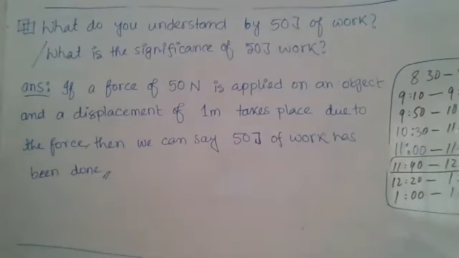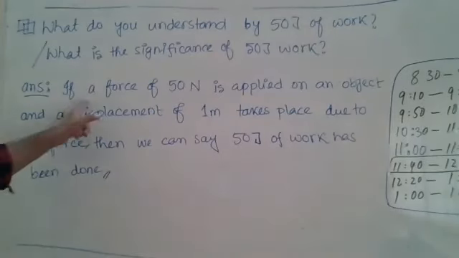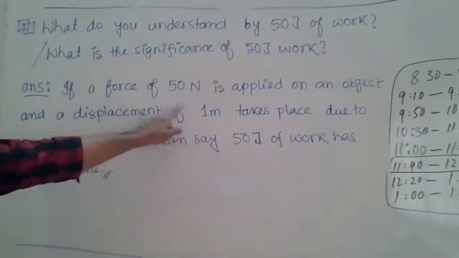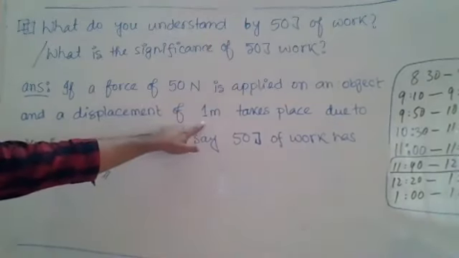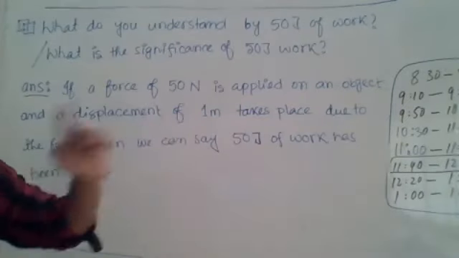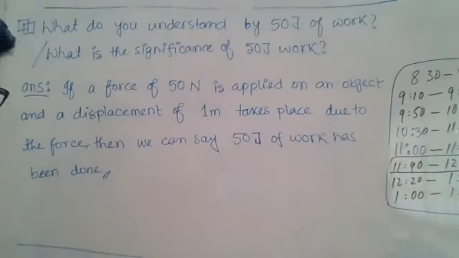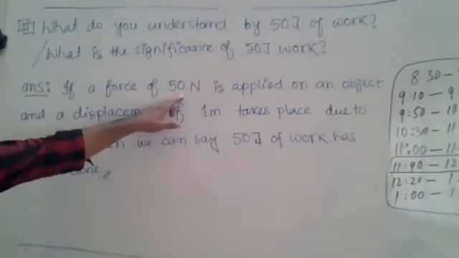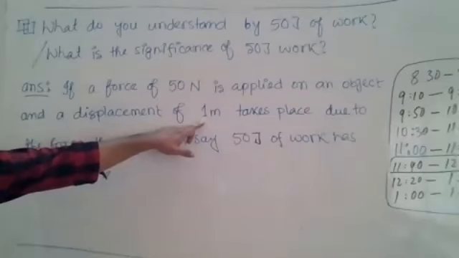Okay, no problem. Let us try to understand this one. Drop your pen and listen to me. What do we understand by 50 joule of work? Whenever somebody tells you that he has done 50 joule of work, what does it actually mean? This means that the force he applied and the displacement that occurred, the product of those two, will be equal to 50. We can assume that he applied 50 Newton of force and the displacement that occurred is 1 meter.